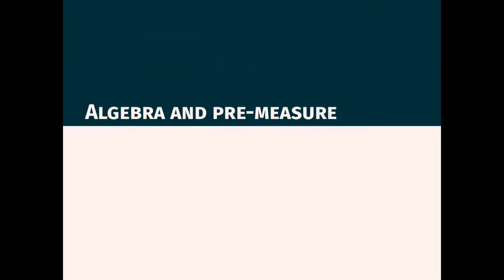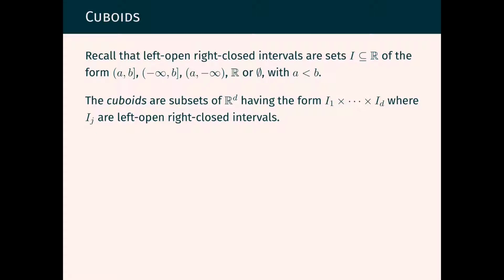We now move on to defining an algebra on the subsets of Rd, and on that algebra we'll define a pre-measure. Before defining the algebra, we introduce the concept of cuboids. The difference between cuboids and finite cuboids is that finite cuboids have finite projection in each direction like this, and cuboids in general can have infinite projections, which are infinite either in one direction or in the other direction.